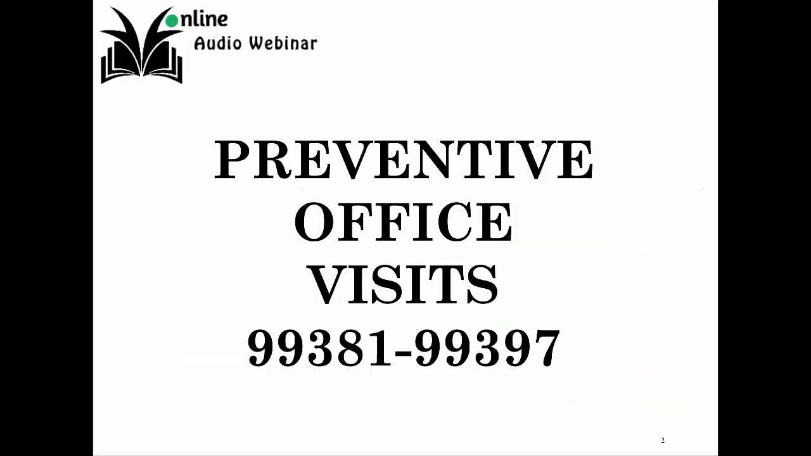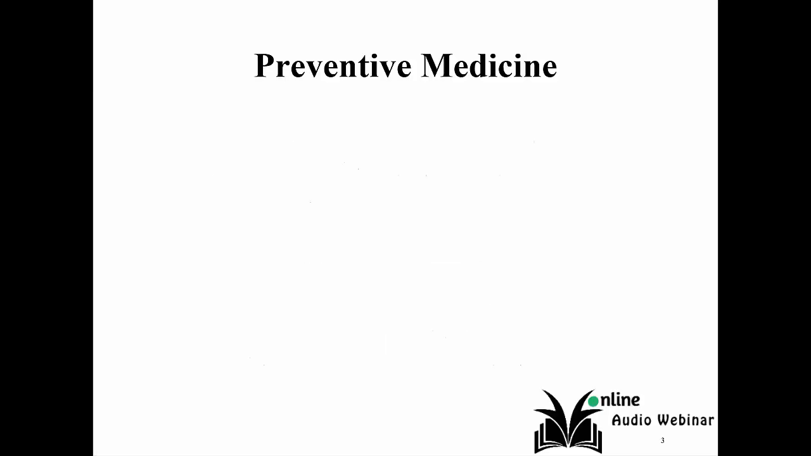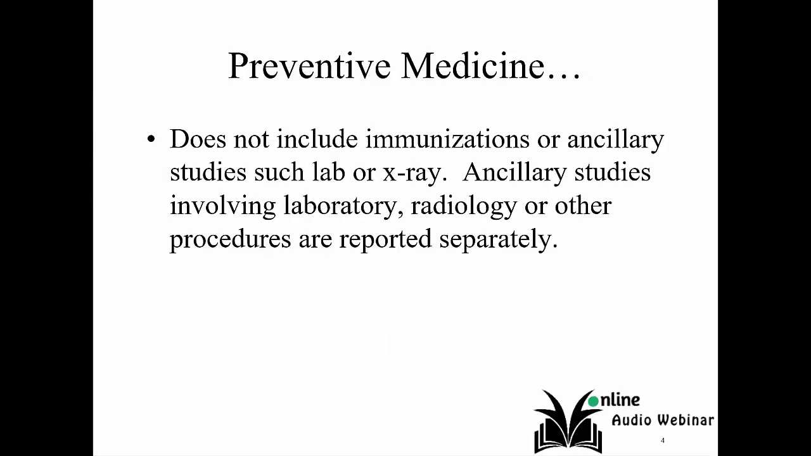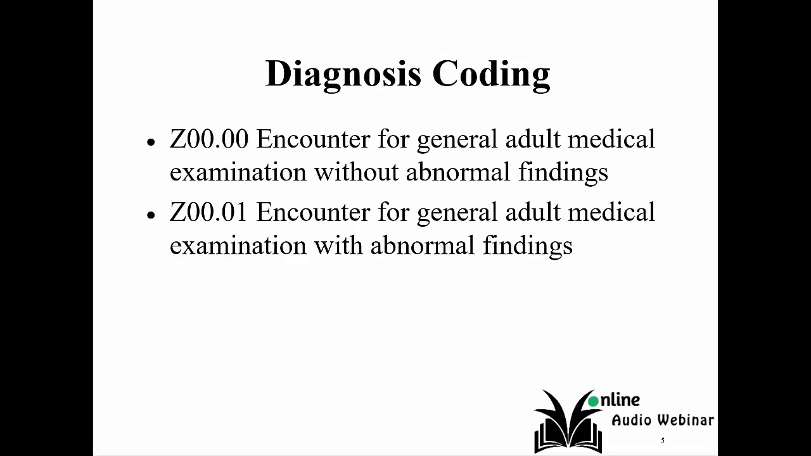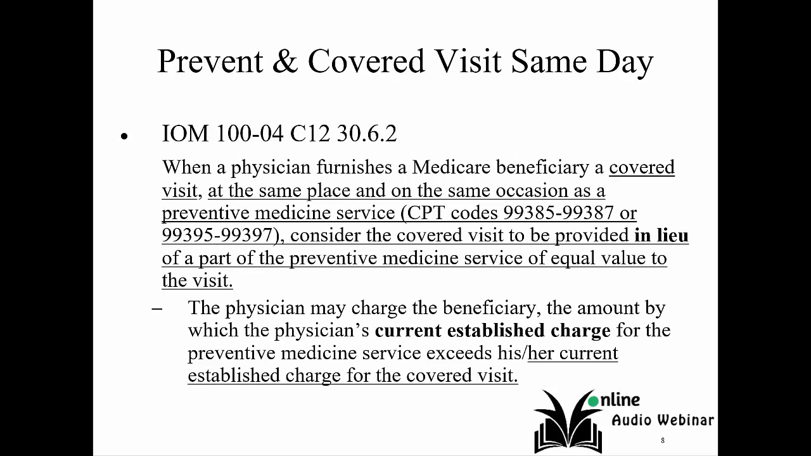Okay, first we're going to talk about the preventive office visits 99381 through 99397, new and established patients. It does not include any immunizations. The diagnosis codes that go along with annual physicals, HMEs. You can have a preventive and a covered visit on the same day.